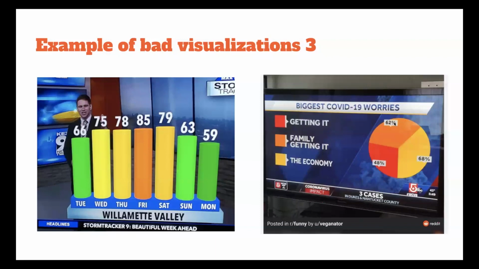And the bad thing about this one is the labeling. This bar is okay. It says 62% is family getting it, 68% the economy, 48% getting it. What does that mean? Biggest COVID-19 worries, getting it, family getting it. You need to label things well, for you to understand what you mean by getting it. What do you mean family getting it? What do you mean the economy? For someone that is getting it, your family could also be getting it. So that's one of the good jobs you want to do as a data expert.